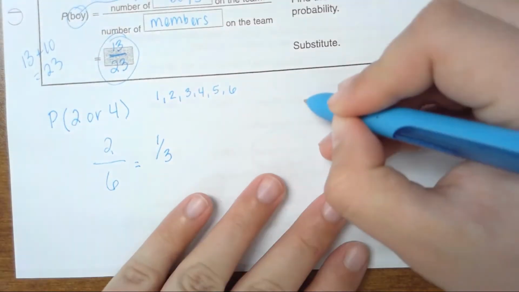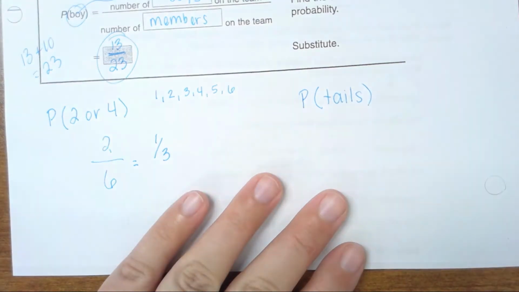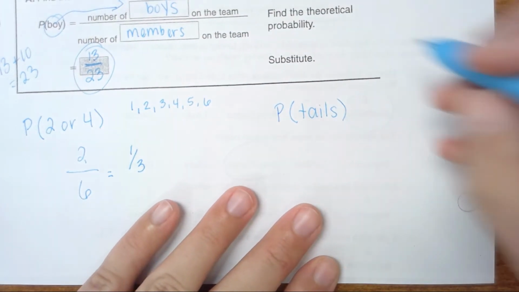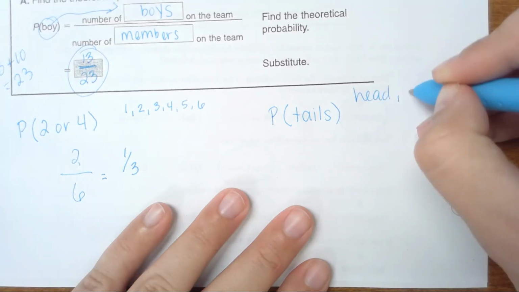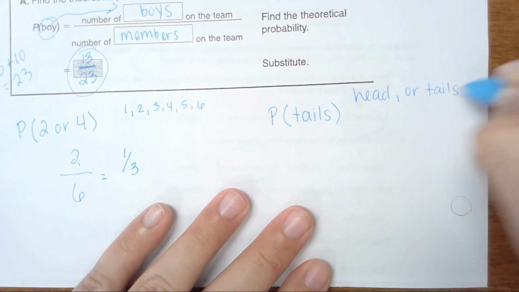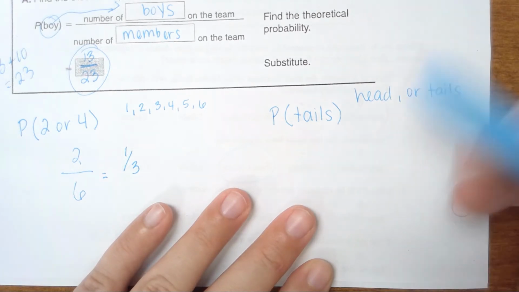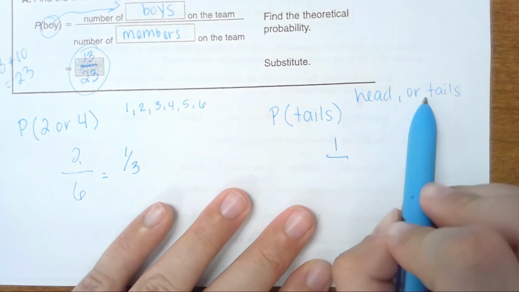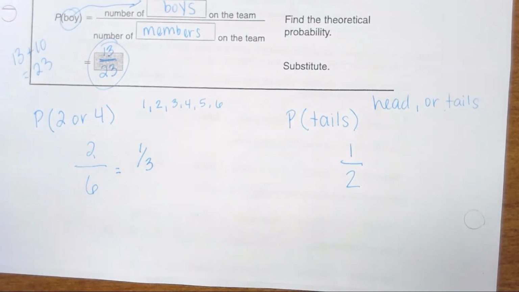Okay, or if I said, what's the probability of getting tails on a quarter? Well, as we know, the only two options are heads or tails. So how many tails are on a quarter? 1. Out of how many possible outcomes? 2. So your probability is 1/2.